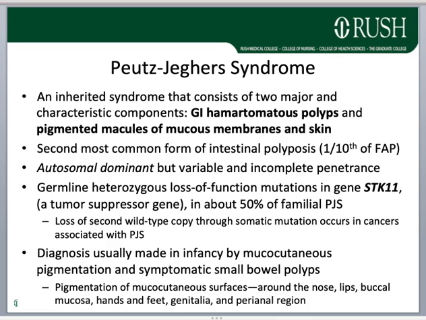More than 95% of patients with PJS demonstrate pigmentation of the mucous membranes at birth, specifically around the nose, lips, buccal mucosa, hands and feet, genitalia, and perianal region. Hamartomatous polyps present throughout the intestinal tract but are most common in the jejunum. Polyps usually number in the tens.